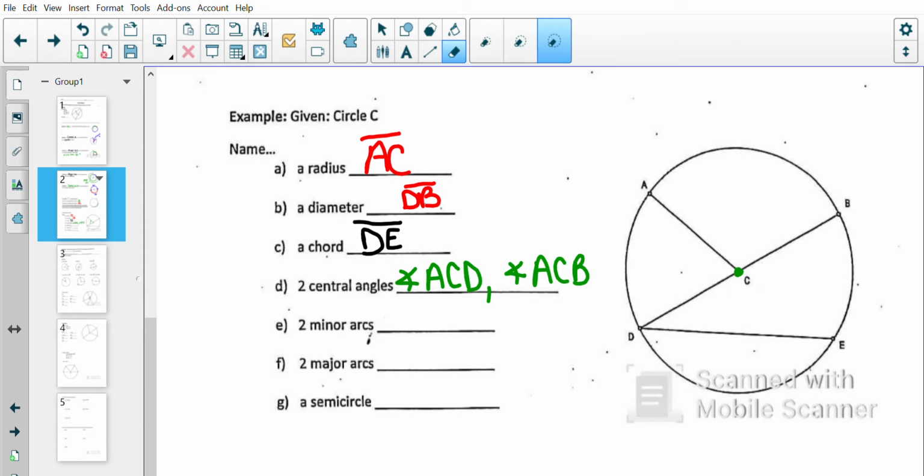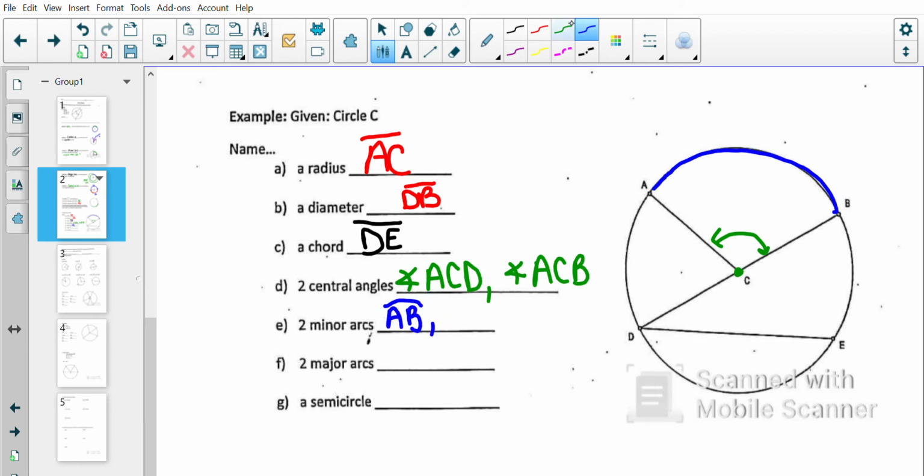Okay, now let's name some minor arcs. Remember, the minor arc is the arc that the central angle is eating. So if we're looking at angle ACB right here, that central angle, the minor arc it's eating is arc AB.